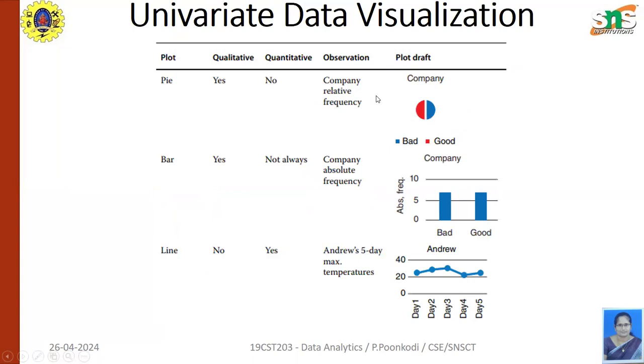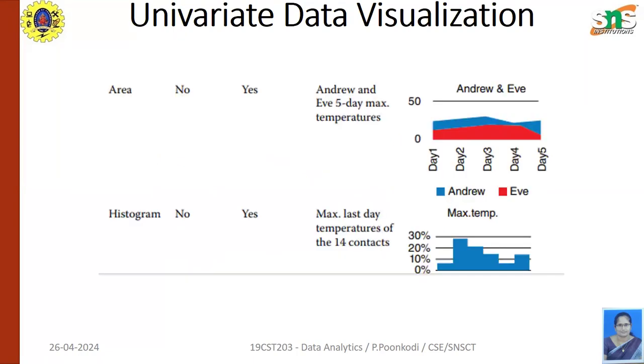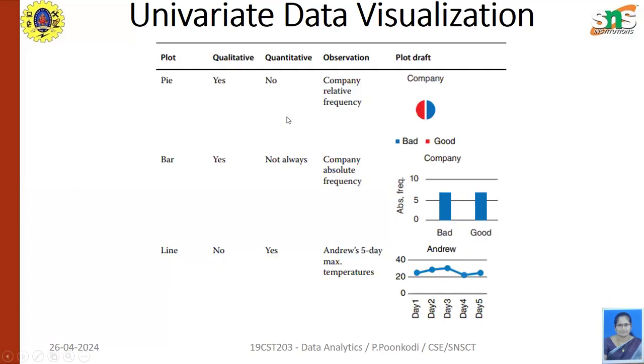And the next way of representing the univariate frequency is univariate data visualization. For visualization, it will use 5 types of charts: pie chart, bar chart, line chart, area graph, and histogram. These are the 5 types of charts.